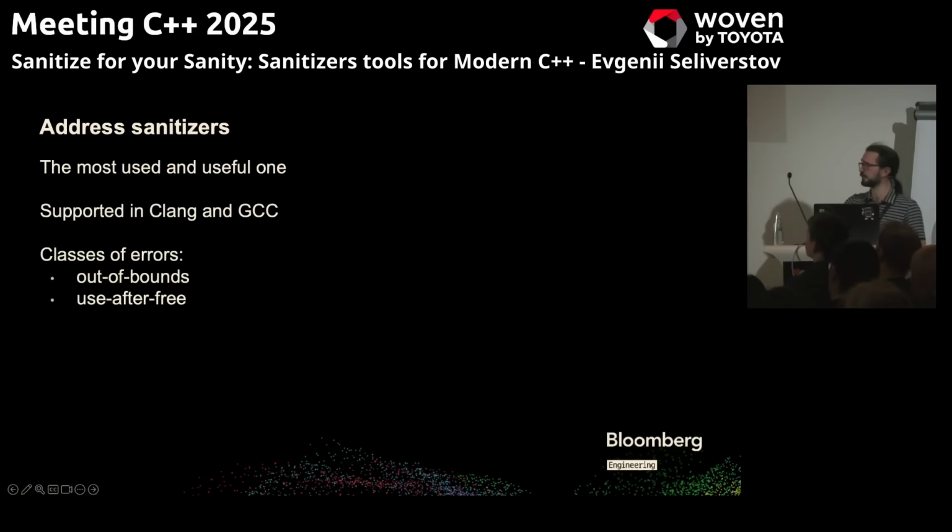It catches different classes of errors, and the most useful for us are out of bounds, use after free, so when we go to the same memory after free, double free, and use after return. So actually, it covers all the typical CVEs which we can find in our programs.